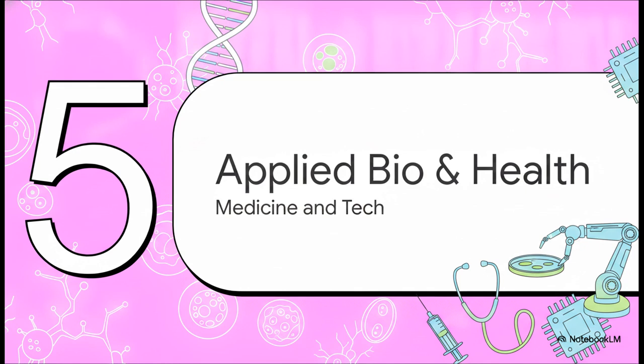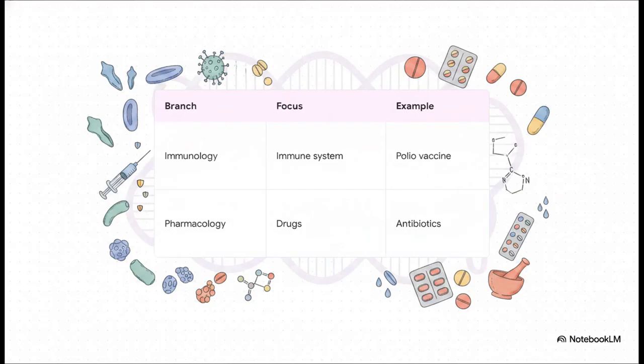And finally, Section 5, Applied Biology and Health. So, how do we actually use all this biological knowledge to keep ourselves healthy? It really comes down to two fundamental pillars of medicine. Immunology is all about our internal defense. It studies the immune system, how our bodies naturally fight off infections and build immunity. This is the exact science that gave us life-saving vaccinations for things like polio and measles.